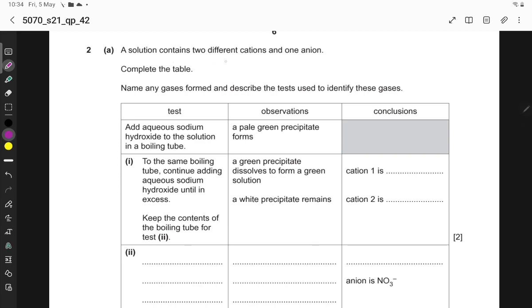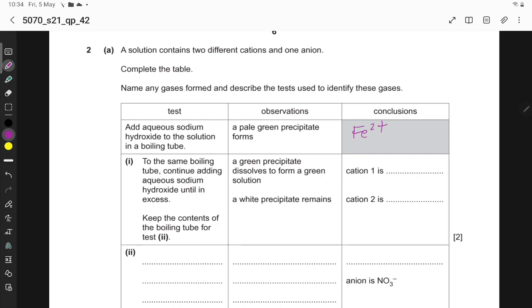A solution contains 2 different cations and 1 anion. Add aqueous sodium hydroxide to the solution in a boiling tube. A pale green precipitate forms. Iron 2 ions. A green precipitate dissolves to form a green solution.